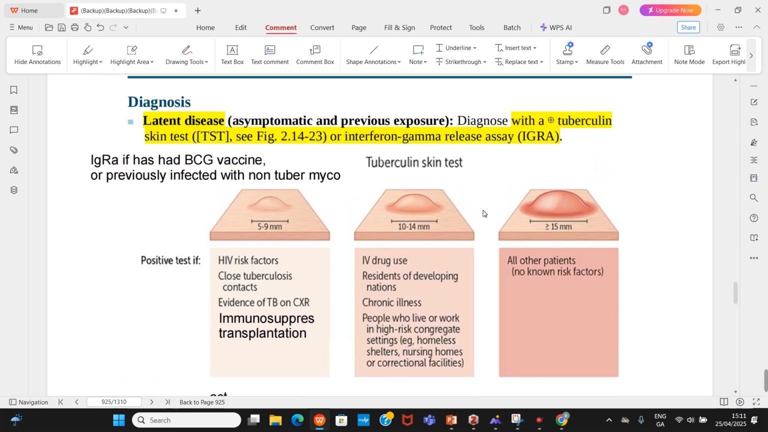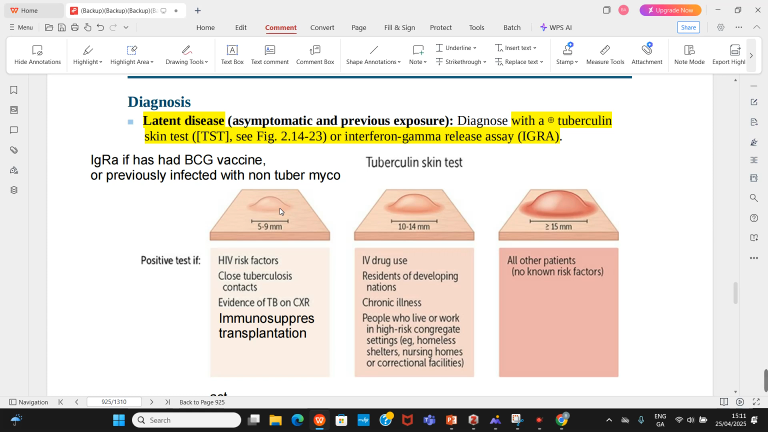So what are the values for the tuberculosis skin test that we can use to say that this person has a positive tuberculosis skin test or a negative one? We look at the size of the lesion, and we also look at some background information about the person. To do the tuberculin skin test, we inject the tuberculin antigen into the person's skin. We check back after 48 hours to see if there is any induration, and we measure it.